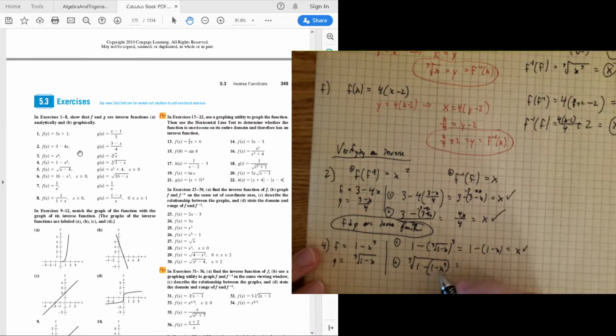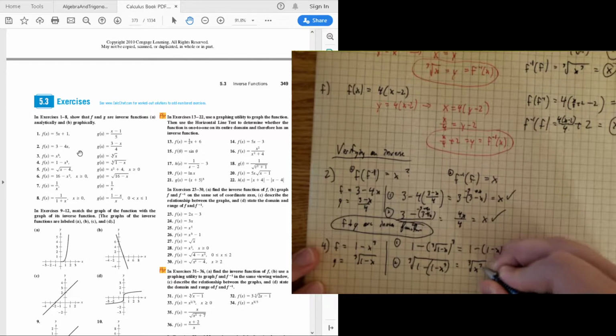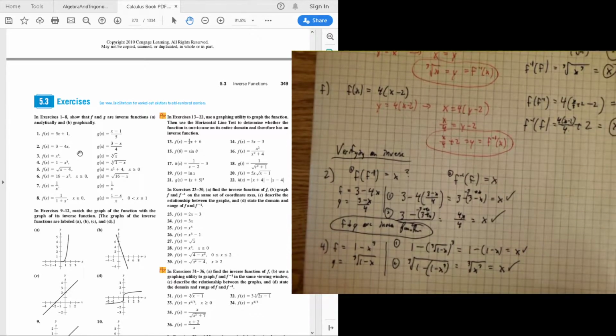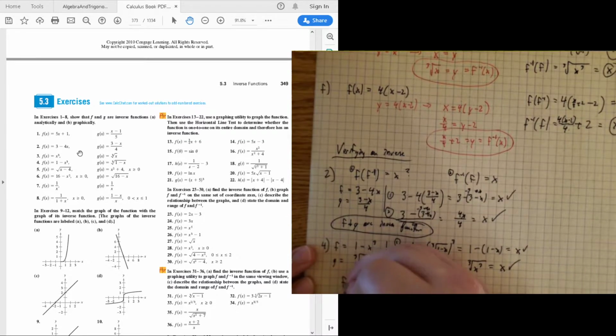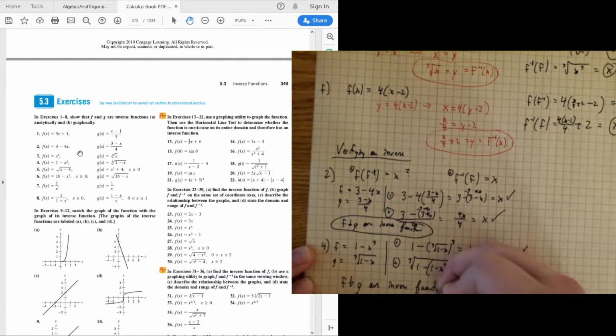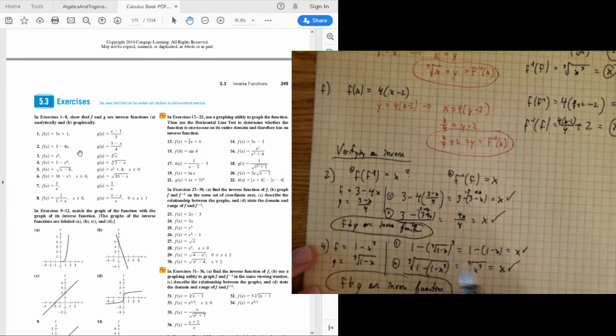So 1 and negative 1 are going to cancel. The negative is going to distribute and make this positive, so we end up with cube root of x cubed. And obviously cubes and cube roots cancel, leaving just x by itself. Looks good. Since both these work, we would say f and g are inverse functions. And since it asks us to show, this is our showing. This is our work.